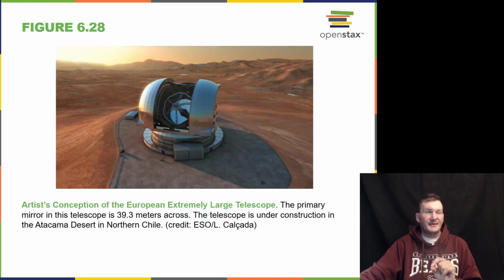The European Space Agency is building the Extremely Large Telescope in northern Chile, one of the driest deserts in the world, and without light pollution. And this is what a conceptual artist's rendering of it looks like. 39.3 meters across. That's a very, very extremely large telescope.